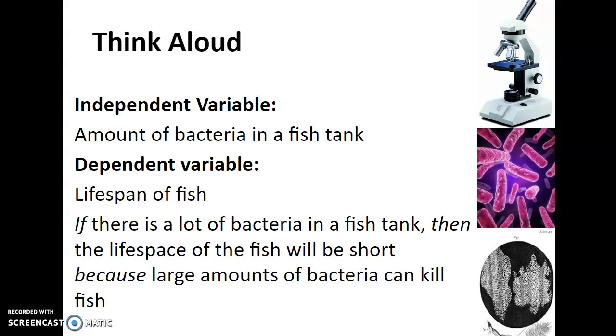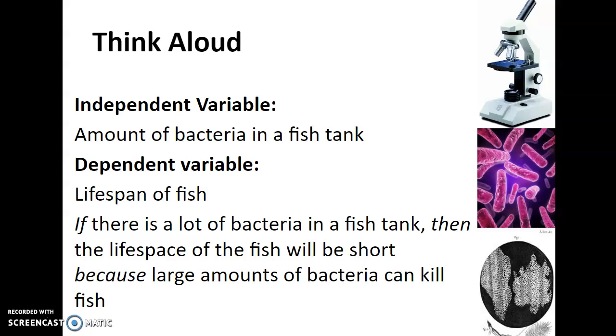I have given you an example. In this case, the independent variable is amount of bacteria in a fish tank. Your dependent variable is the lifespan of the fish. I would do this super easy, in the if IV, then DV, because BK format. If there is a lot of bacteria in a fish tank, so notice that is my independent variable, then the lifespan of the fish will be short.